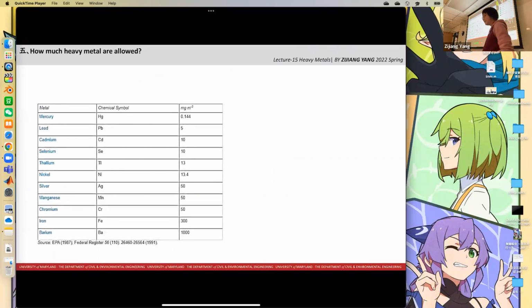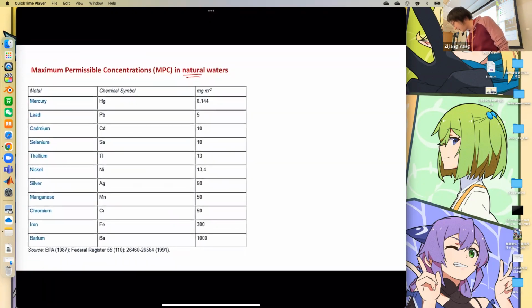So the next one is about the regulation in natural water. Notice that this is natural water, not drinking water, and it is adopted from the US EPA Federal Register, so this is a regulation in the United States. We can see different allowable concentrations in natural water, and especially the mercury concentration is pretty low. In other words, mercury is very toxic or very bioaccumulative.